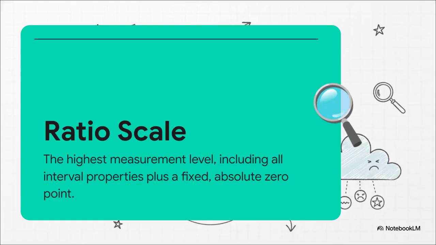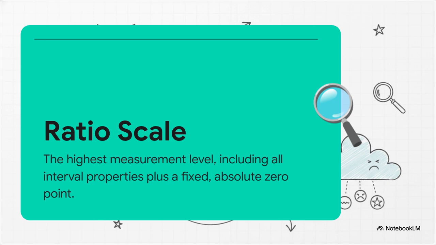And finally, we reach the top of the hierarchy, the ratio scale. This includes all the properties of the interval scale, but it adds a fixed absolute 0 point. Because we have that absolute 0, we can now say with mathematical certainty that one value is a direct multiple of another.